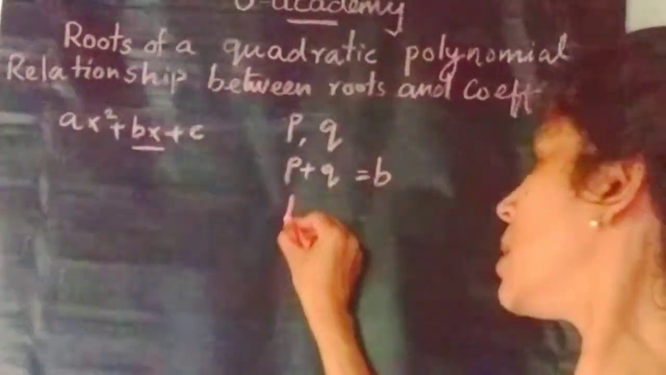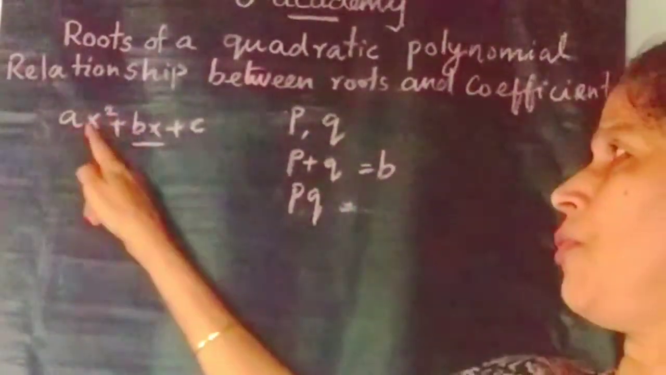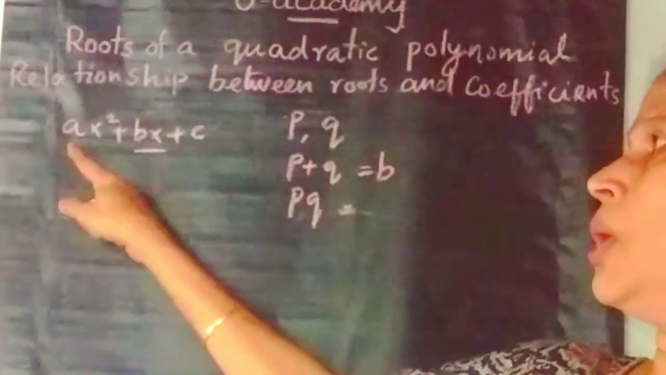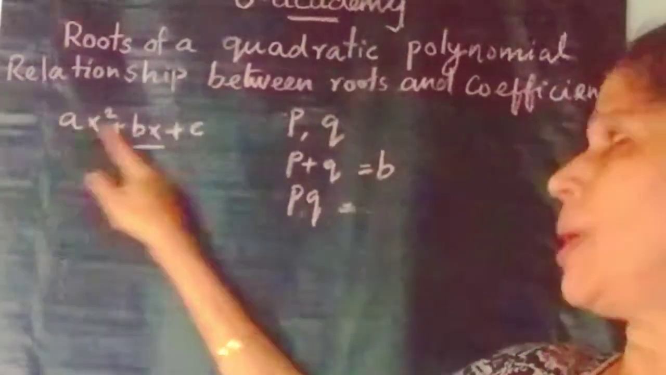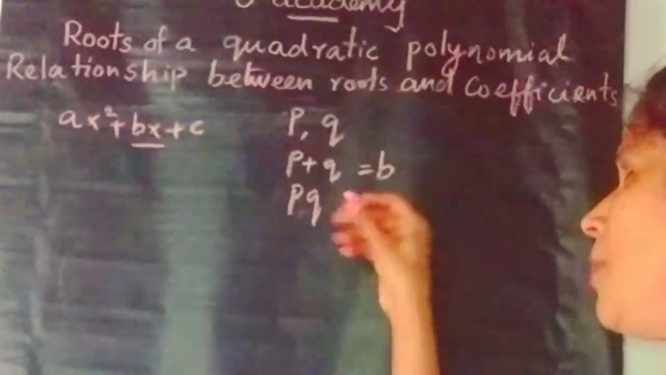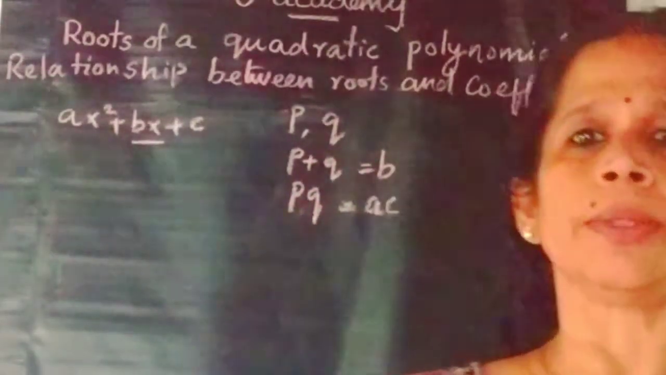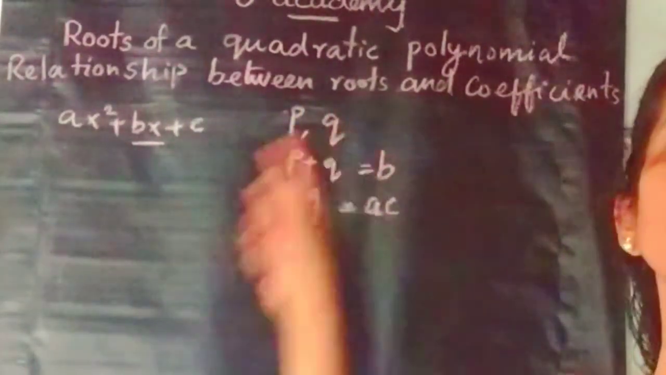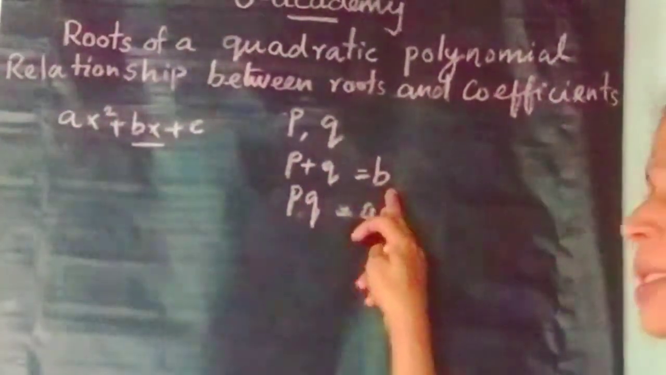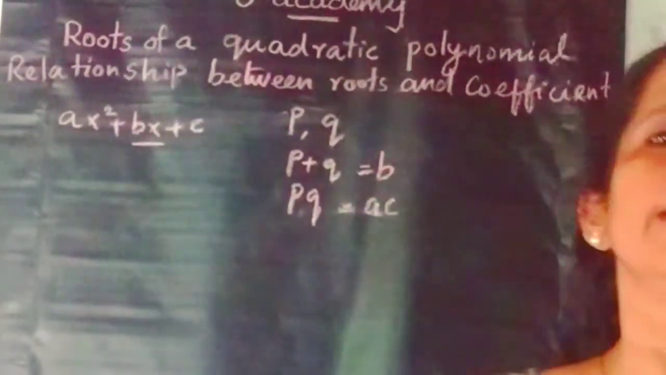Then the product of these two factors will be equal to the product of the coefficient of x square and the constant term. What is the coefficient of x square here? That is a. The constant term is c. So a into c. Only these two you have to keep in your mind. The sum of the two factors equals the coefficient of x, and the product equals the coefficient of x square times the constant, that is ac.